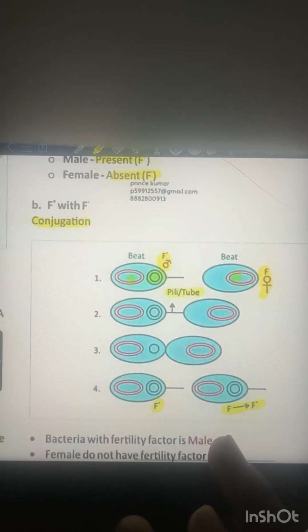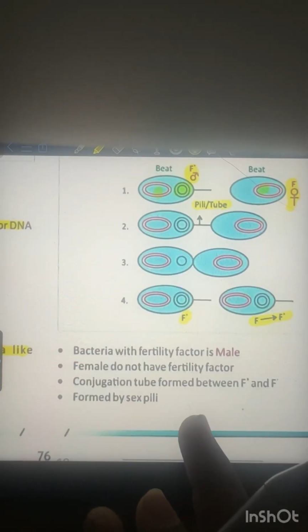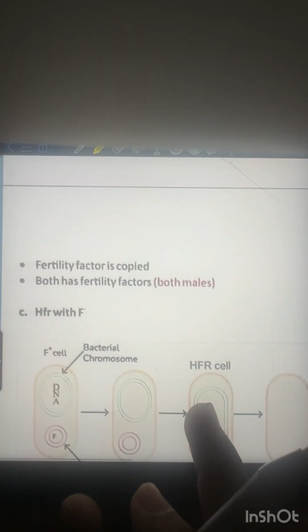It's a copy paste. It's not a cut paste. Remember that. So both of them end up becoming F plus, F plus. That is the question that you get. When a male and a female conjugate, both of them will end up becoming fertility factor positive. Do you think such a simple question will come?